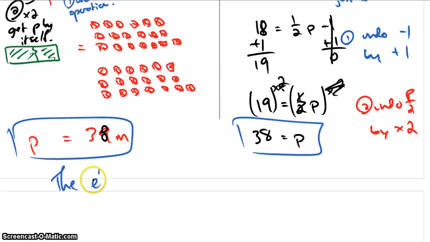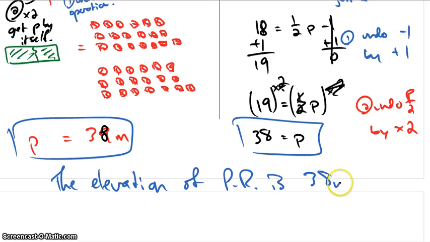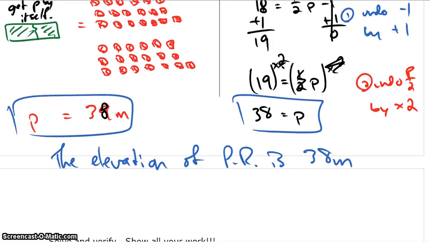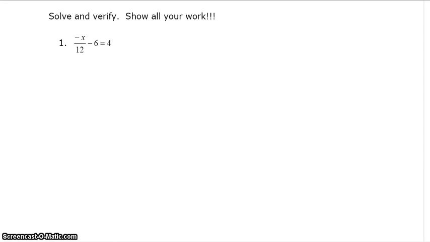The elevation of Prince Rupert is 38 meters. And you could verify, and we'll get to that on the back, I believe, where you actually go a step further here. That's going to tell us to verify it. So 2 more questions we're going to look at right here.